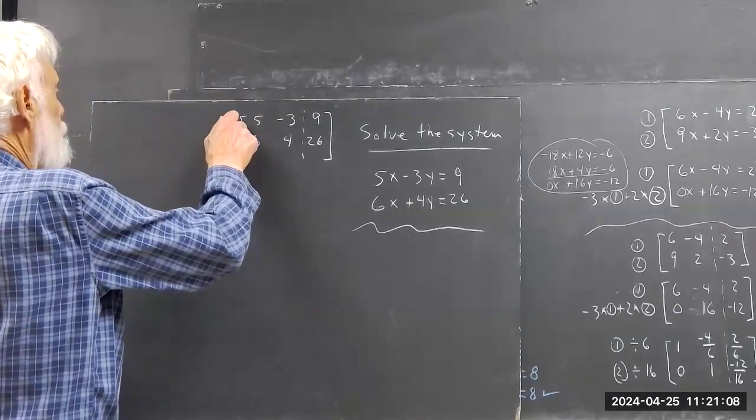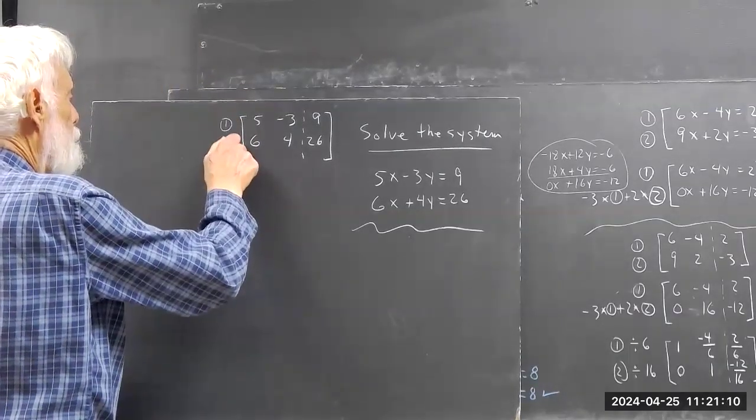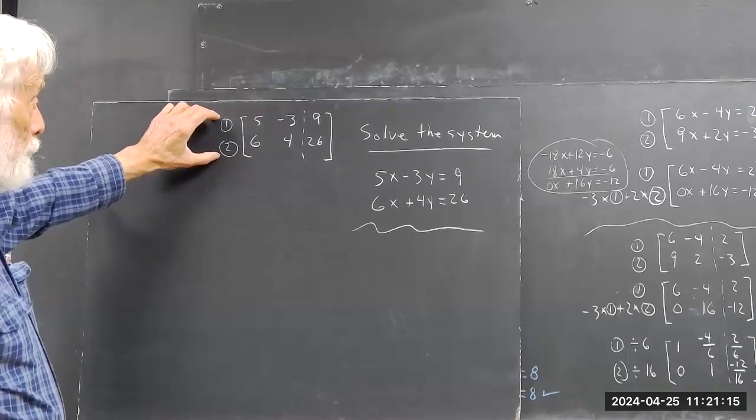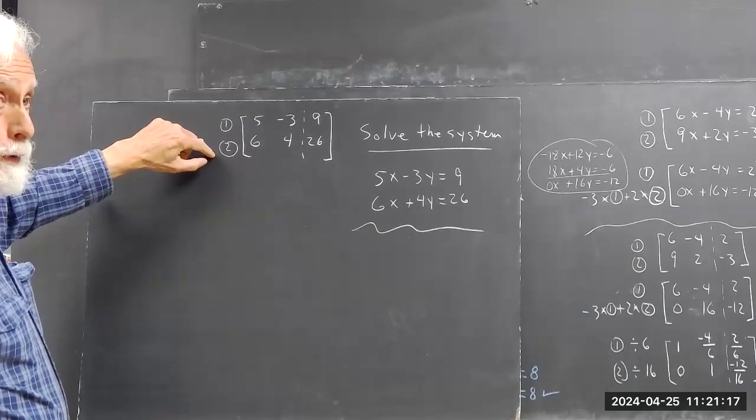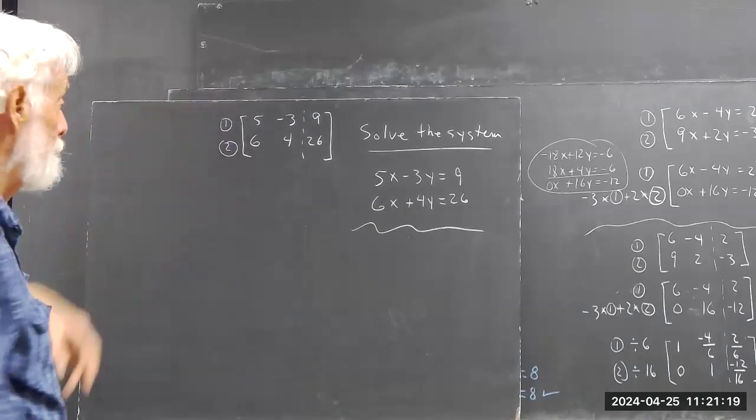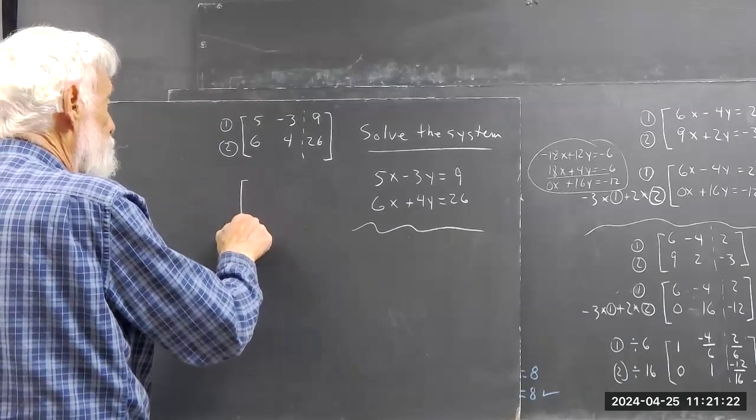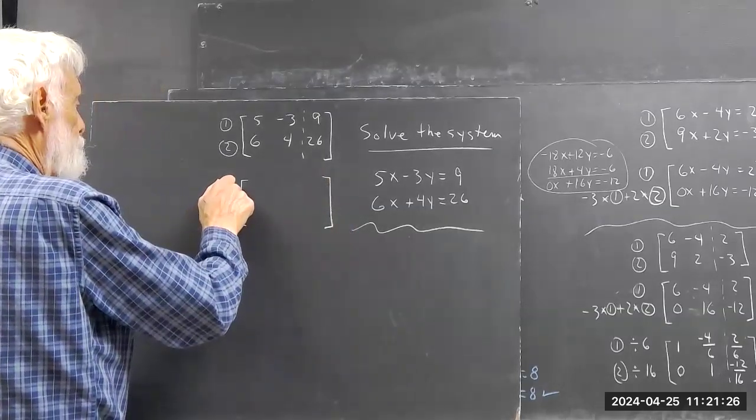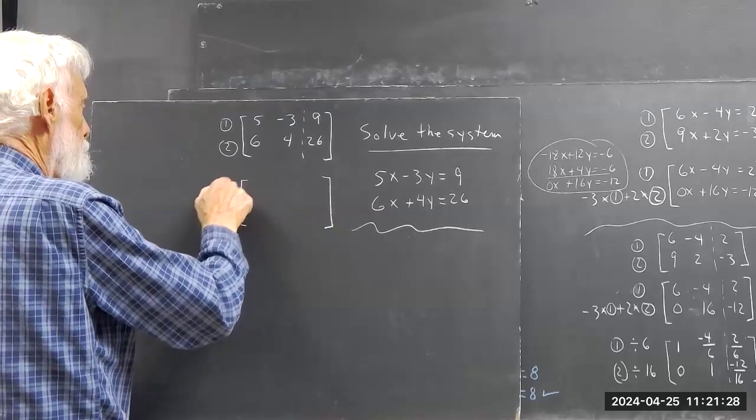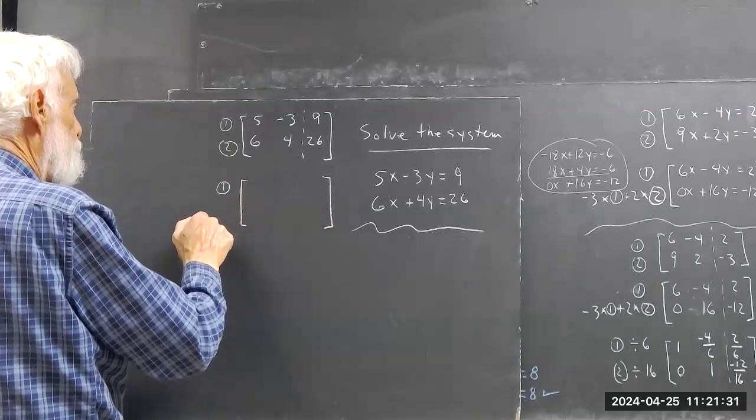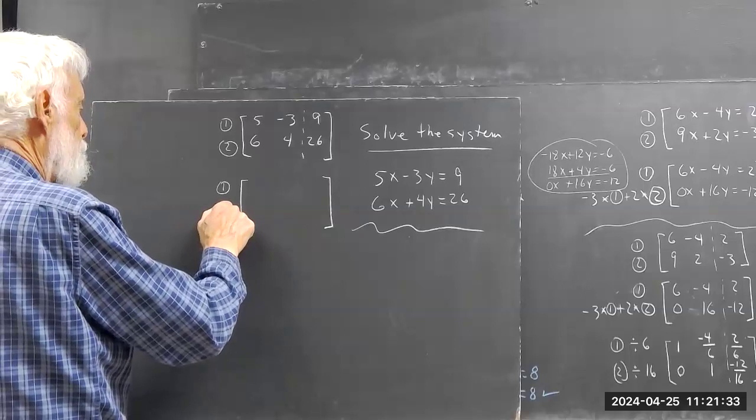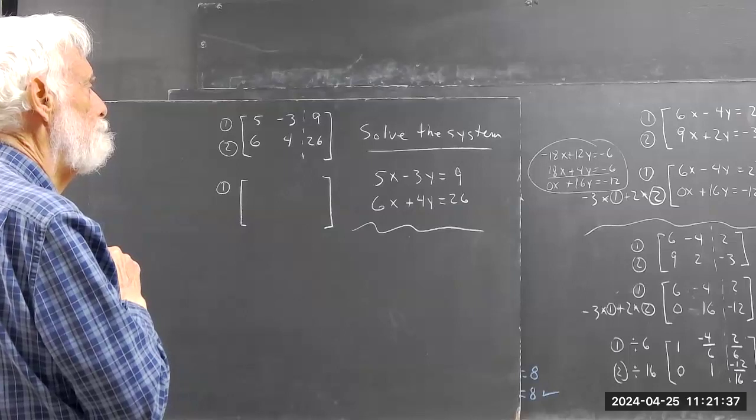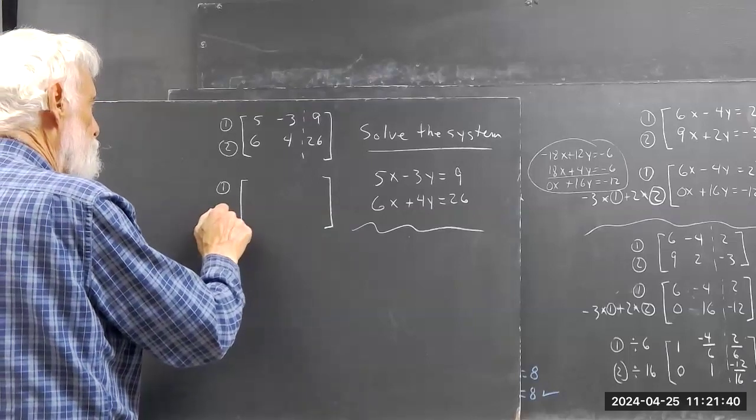Okay, so I'm going to call this row 1. I'm going to call this row 2. And that's it. I don't do anything to row 1 or row 2 in this step. I come down to the next step. And yes, I'll do the details.